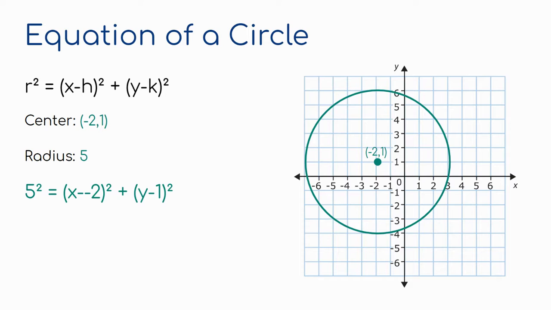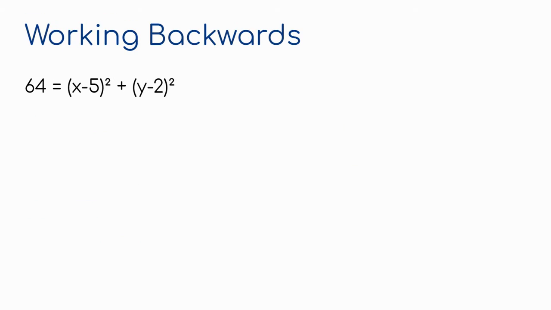Then when we simplify, 5 squared is 5 times 5 equals 25, and a minus negative is going to turn into a plus. So our final equation for this circle is 25 equals x plus 2 squared plus y minus 1 squared. So what we're going to talk about today is working backwards. I'm going to give you the equation of a circle, and you're going to have to tell me some information about my circle, specifically what is the radius and what is the center.